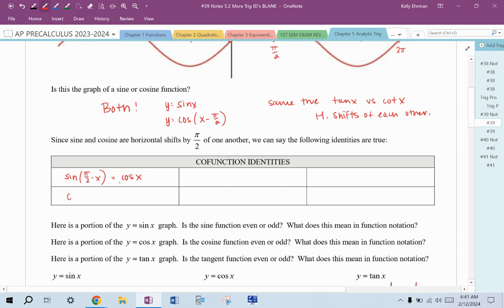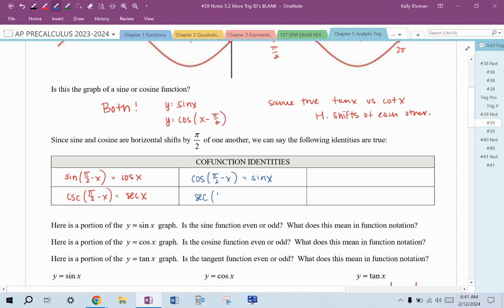If this is true for sine, then this is also true for cosecant. So the cosecant of pi over 2 minus x should then equal the secant of x. That's because we can just say 1 over sine equals 1 over cosine, so same idea there. We can also switch the order of this, so the cosine of pi over 2 minus x should then equal the sine of x. Basically, when we're using these identities, we just always want to get rid of the pi over 2 minus x side and simplify it.